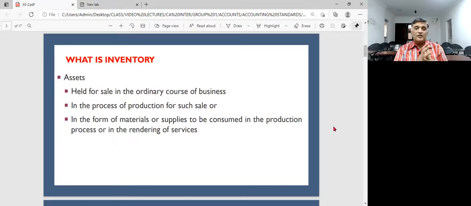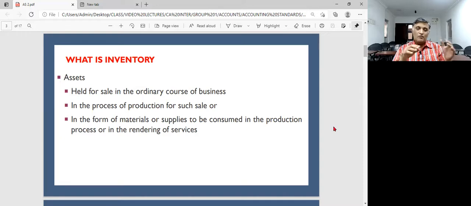Let's understand what is inventory. Inventory is basically an asset which is held for sale in the ordinary course of business, which is in the process of production for such sale, or in the form of materials or supplies to be consumed in the production process or in the rendering of services. So basically, I can say this is finished goods, work in progress, and raw materials.